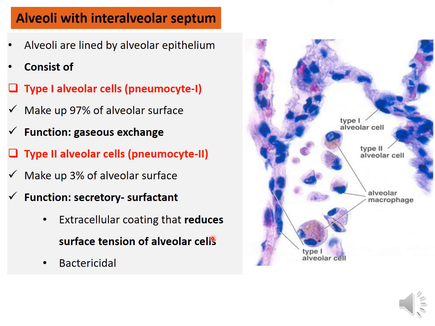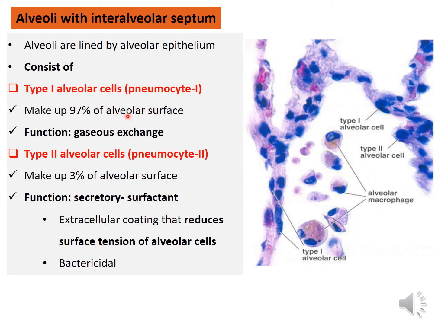We'll see the structure of alveoli and interalveolar septum. Alveoli, as you know, are the functional units of the lung filled with air. They are lined by alveolar epithelium, which is a simple squamous epithelium. It consists of two types of cells, called pneumocytes or alveolar cells.